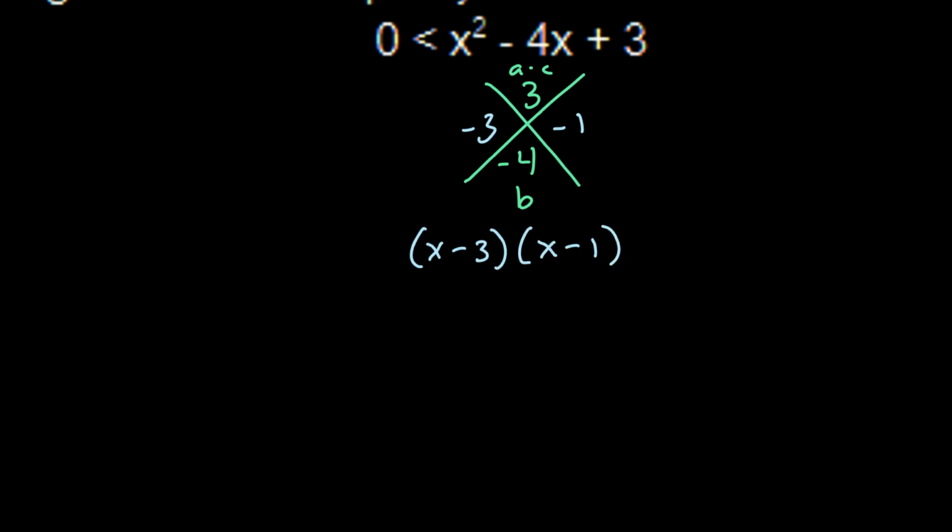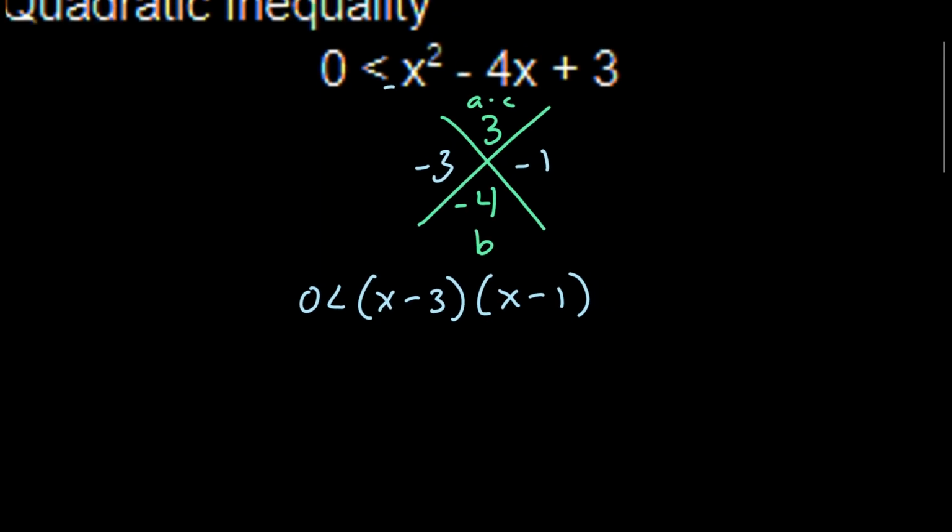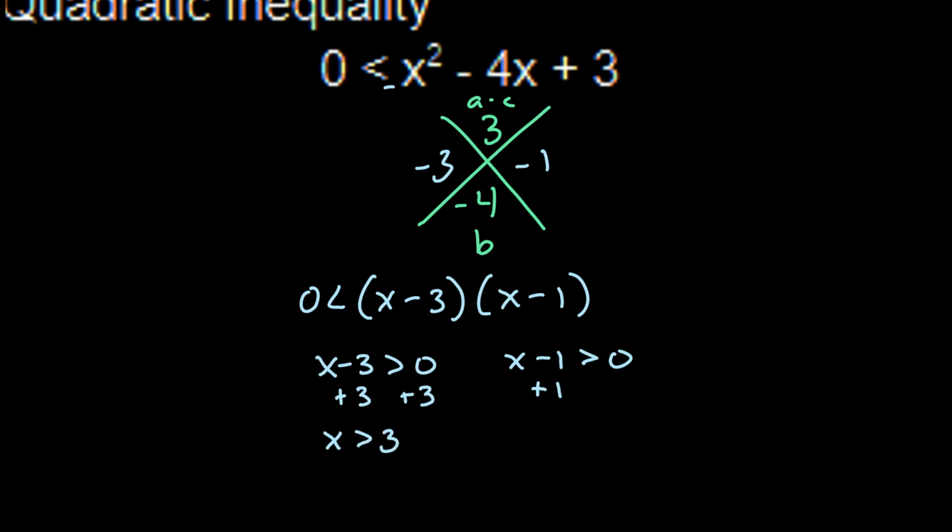Are these my true factors? Yes, they are. How do I know? You don't have an A. What do I do next? Yes, you set them both, in this case, greater than 0. So I add 3 over, and I add 1 over.